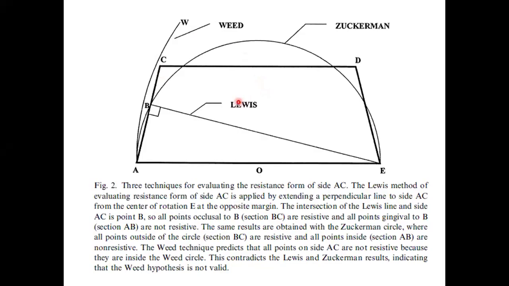The most commonly accepted concepts were given by Dr. Lewis and a mathematician called Zuckerman. So if they ask on what basis you determine the resistive form of your preparation, and they give any author's name, you can go with either Lewis or Zuckerman. Zuckerman gave it as a circle.